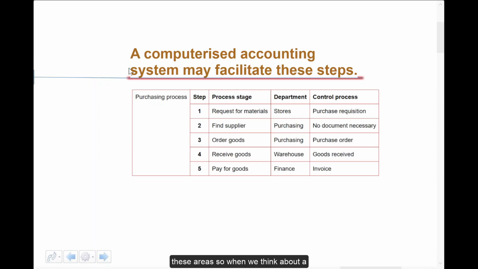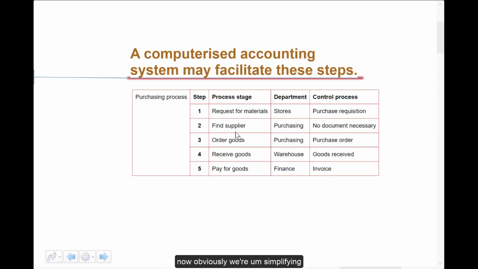So when we think about a computerized system, generally speaking, in terms of step 1, there'll be some form of request for materials from stores in the form of a purchase requisition. This is in effect, I guess, the document that requires the purchase and is issued from the stores department. Second step, find the supplier.